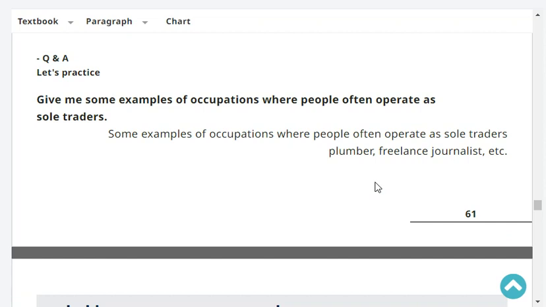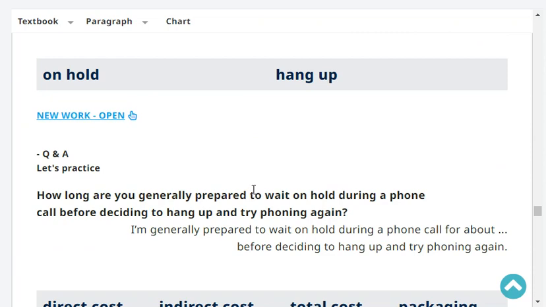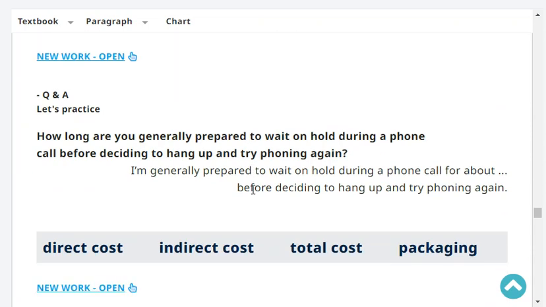Okay, give me some examples of occupations where people often operate as sole traders. Some examples of occupations where people often operate as sole traders are plumbers, freelance journalists, etc. Very good.